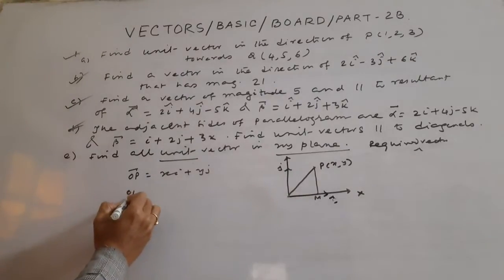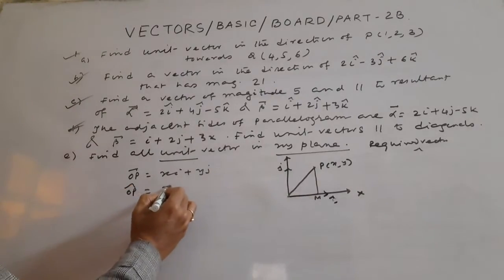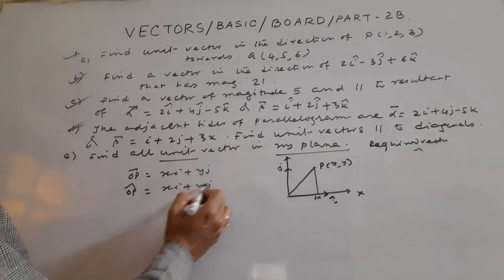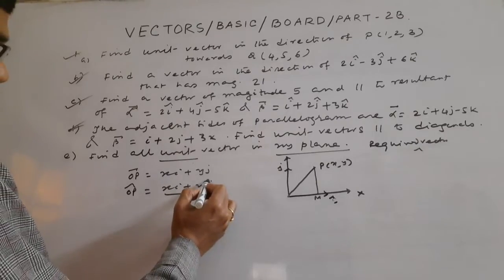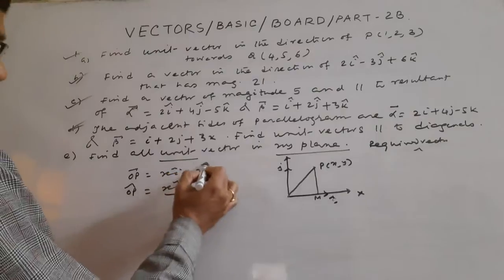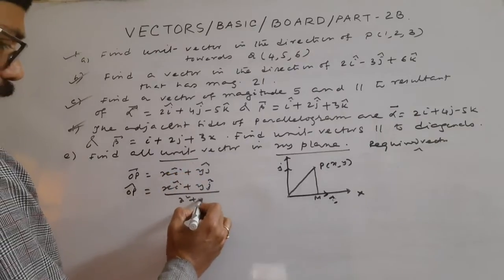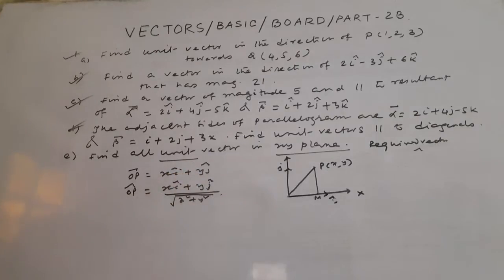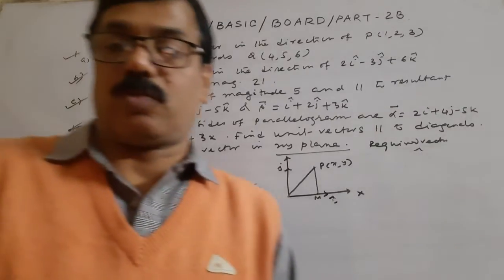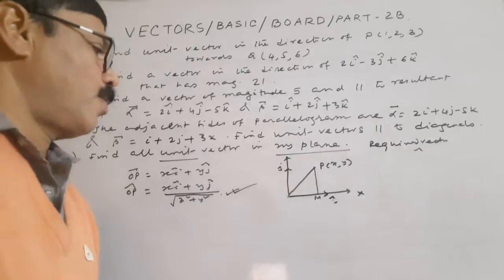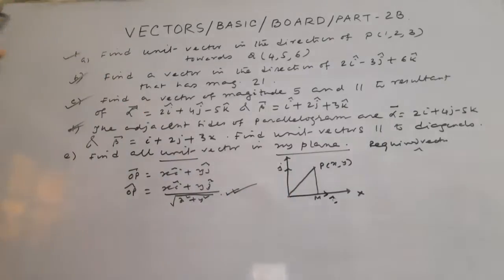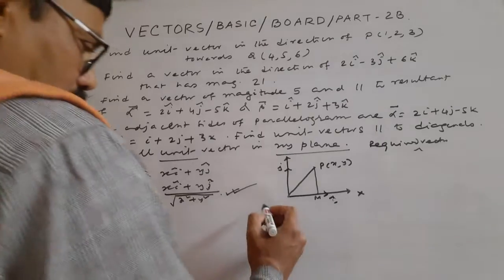So what is OP cap? It is (xi plus yj) divided by root over x square plus y square. So this is a unit vector in the xy plane. Z is not present because it is in the xy plane. Now listen again.